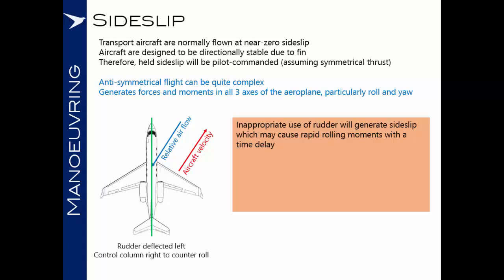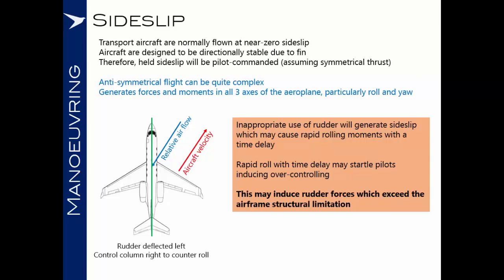And now we have the aircraft's velocity no longer following the longitudinal axis of the aircraft. So what we can say is that an inappropriate use of the rudder will generate a side slip, which could cause a rapid rolling moment which has a time delay element to its onset. The rapid roll will be affected by several factors which we'll explore in a second, and the time delay coupled with the rate of the roll may startle pilots and induce an over-controlling situation. This over-controlling may induce rudder forces which exceed the airframe structural limitation.